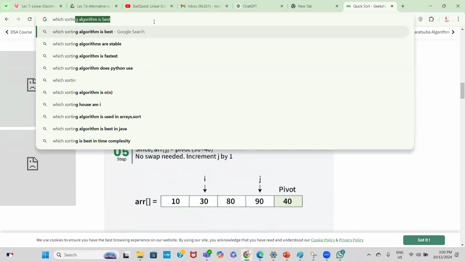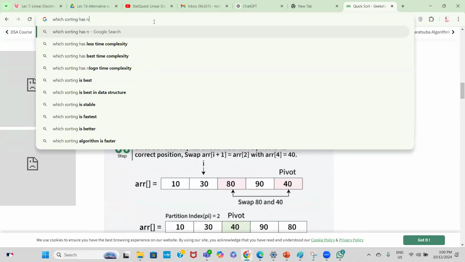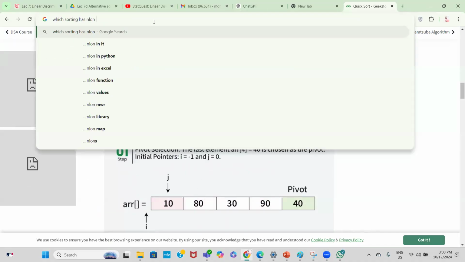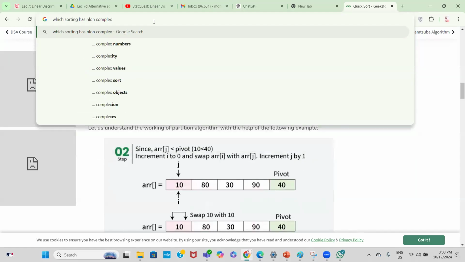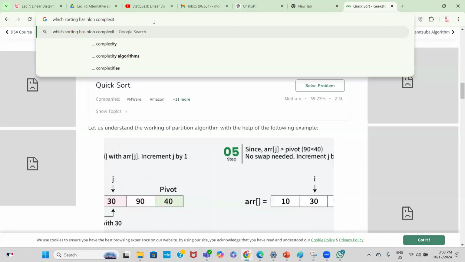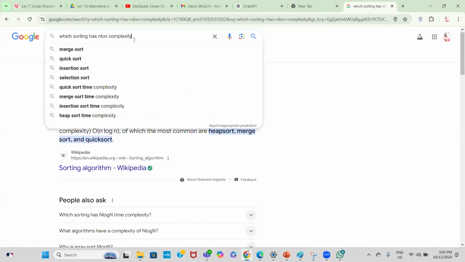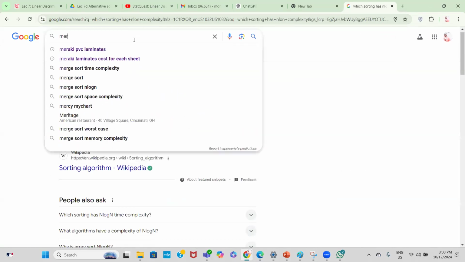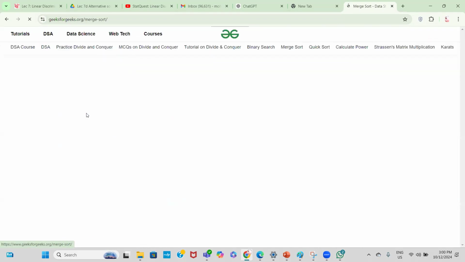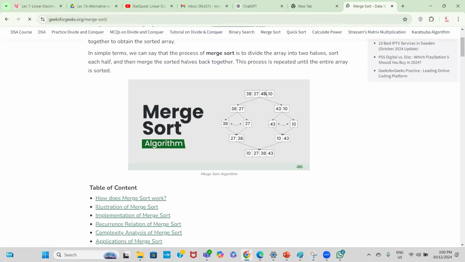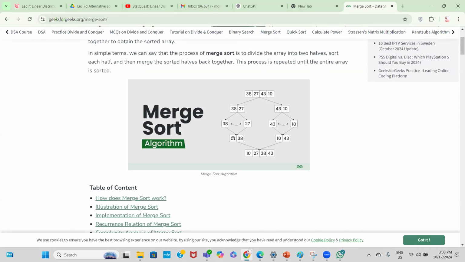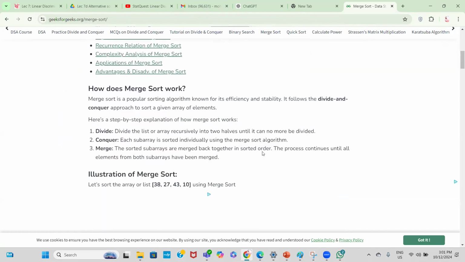It's sorting as n log n complexity. I guess merge sort. So if you go see the merge sort, it is actually dividing the matrix, and then it is sorting them and bringing them back again. So the order of this is n log n.